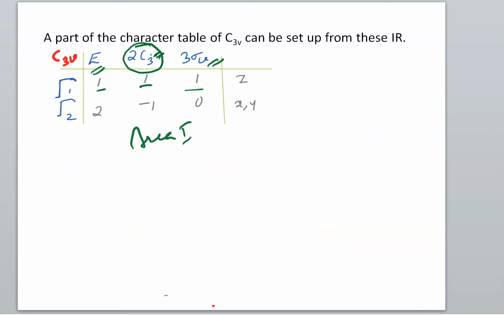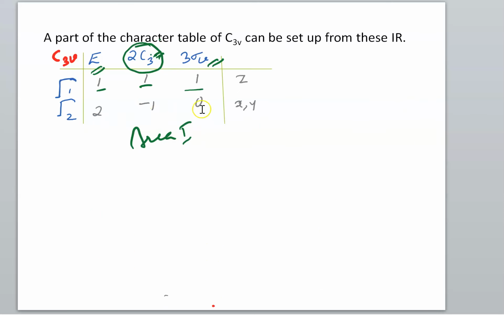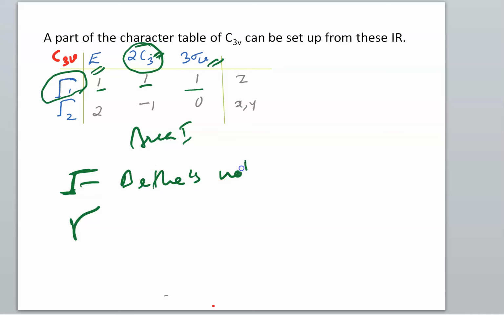Sorry, for the one-dimensional IR, all are 1. This is 1, 1, 1. For the two-dimensional IR, it is 2, -1, 0. This first IR is denoted as capital gamma 1, not the small letter gamma. This notation is called Bethe's notation. Gamma 1, and this is gamma 2, the second irreducible representation.